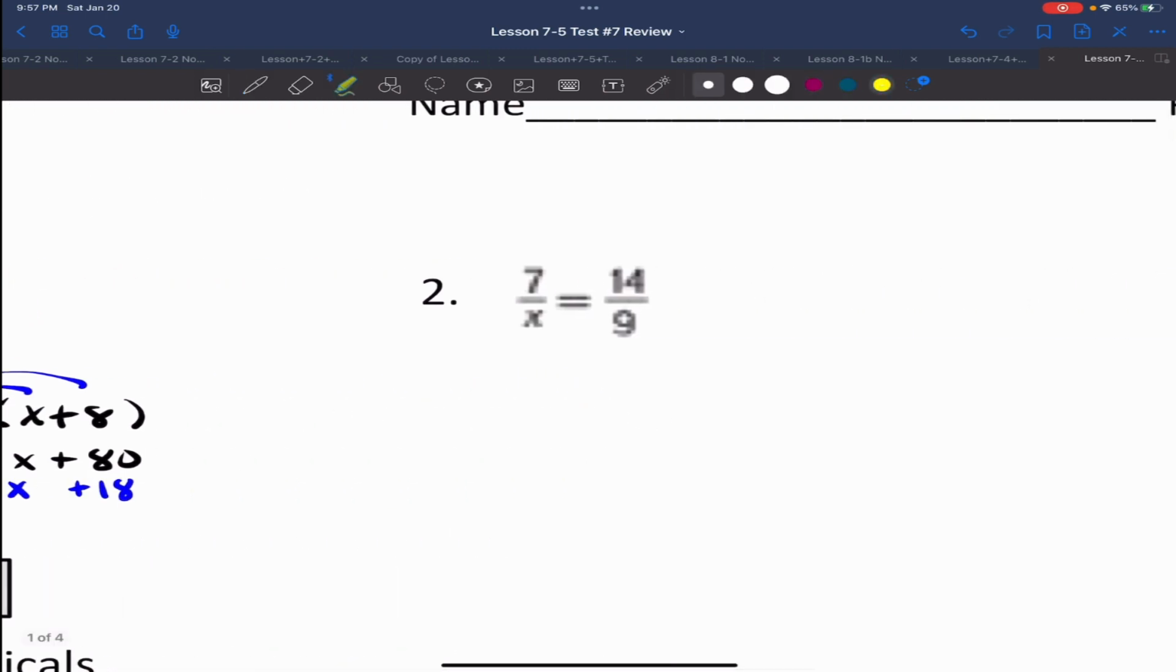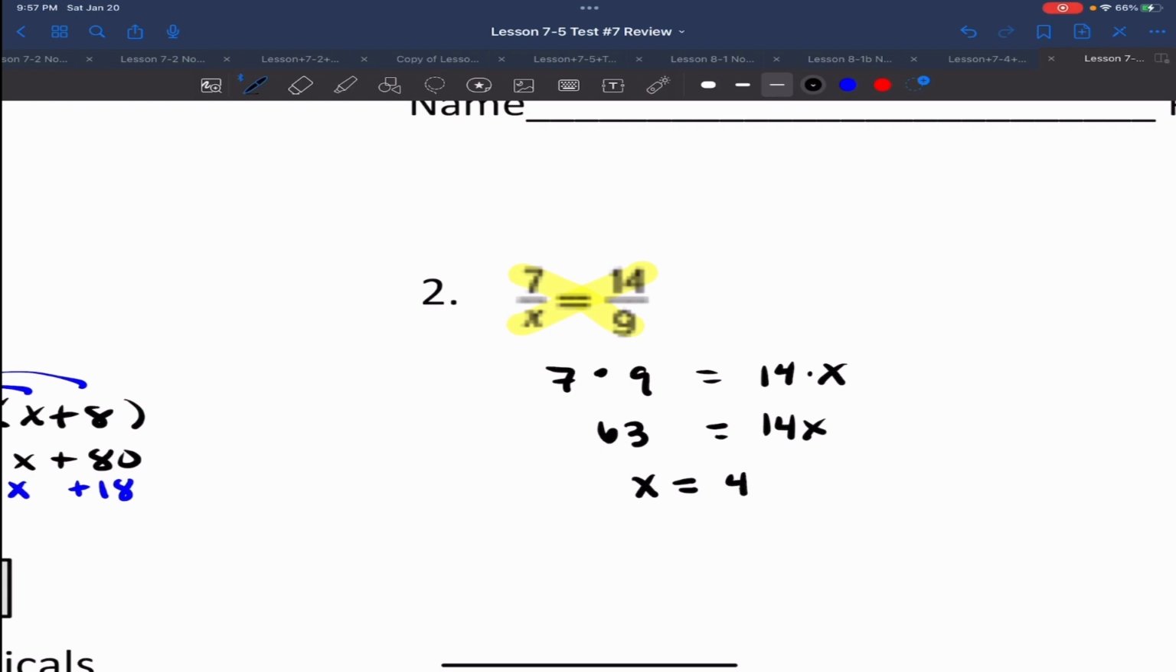For number 2, again, we're going to multiply diagonally. So I have 7 times 9, and I equal that to 14 times x. So 7 times 9 is 63, and 14 times x is just 14x. So x is 4.5.